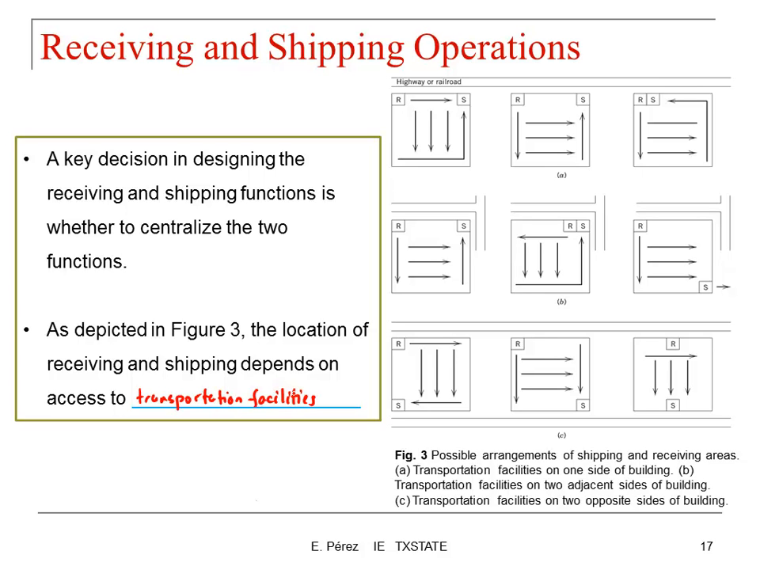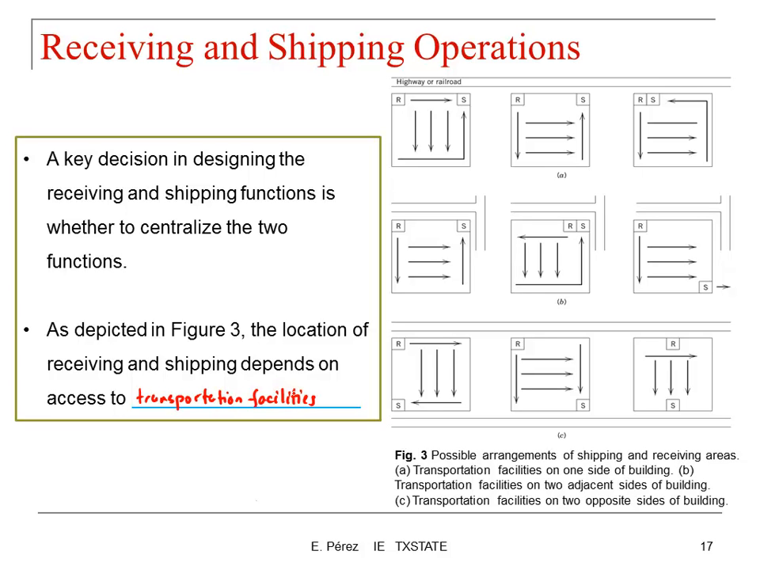And then the transportation facility on two adjacent sides of the building. So again, going back to the location of your, in this case, the street. Here you have more flexibility because you have different access points, so you can plan based mostly on your design. What will be the best in terms of your design inside the warehouse? You can put them into corners or side by side or across the facility.